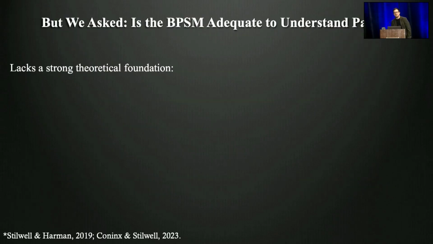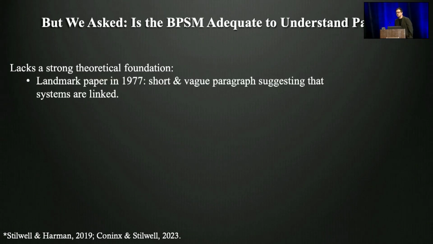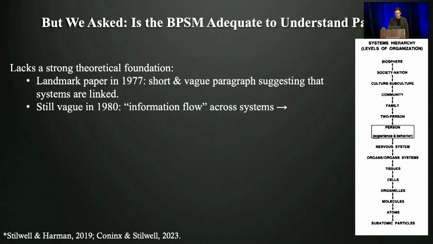So we've seen a lot of application of the biopsychosocial model in the field of pain. And during my PhD, I was like, is this really, though, adequate to understand pain? So some of my work started to actually provide some critiques of the biopsychosocial model. When we really start to look closely, you look at the landmark paper in 1977, there's this kind of short and vague paragraph suggesting that systems are linked. He expanded on this in his 1980 paper, suggesting that information flows somehow across this vertical hierarchy pictured on the right here.